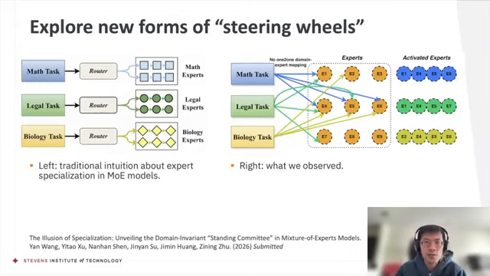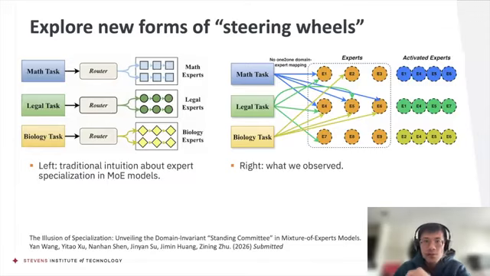Another potential new form of steering wheel appears in mixture of experts models. Nowadays, many models have an ensemble of experts. So for each task, perhaps the router inside the model assigns some particular experts for that particular type of problem. There was the traditional intuition that the experts specialize well. But what we observed recently was that there is no one-to-one domain expert mapping for those different types of tasks.